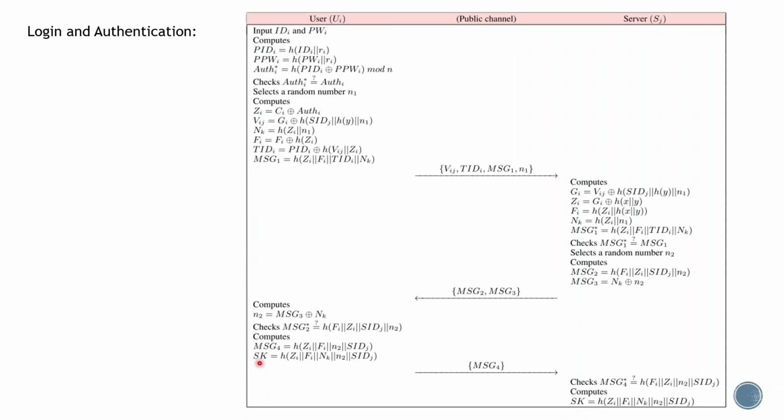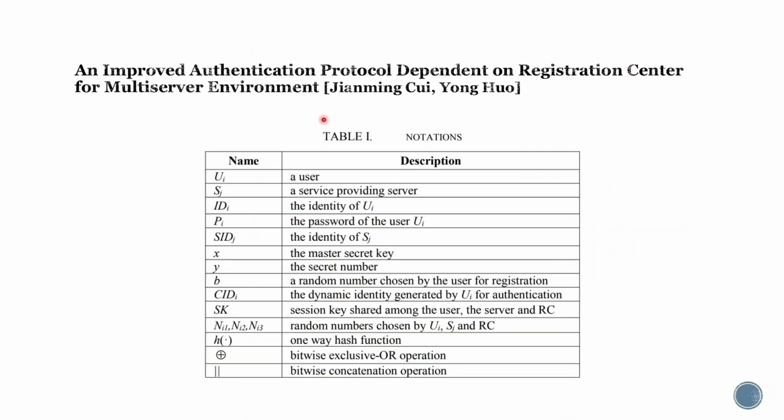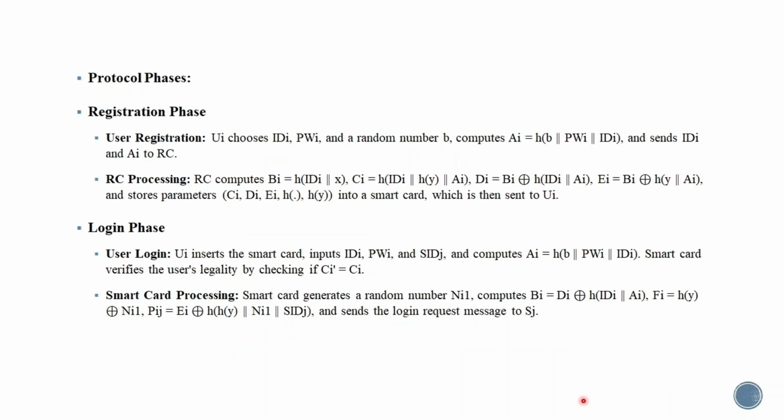This SK is basically the session key. Now moving on, an improved authentication protocol dependent on registration center for multi-server environment. This is the notations table for this protocol. Moving on to the protocol itself. Now the research paper didn't have any diagram, so I decided to keep the summary of it in this presentation.